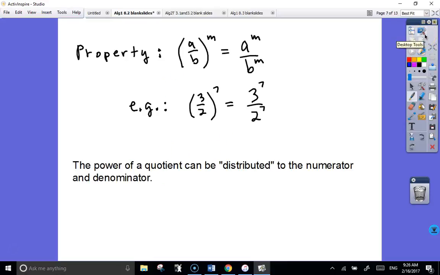Okay, here's the next property, which is pretty similar to a property we already had. If you have parentheses, a quotient inside the parentheses, and then an exponent outside, then you can distribute the exponent to the numerator and denominator. So you take that m and you just move it inside. a to the m over b to the m. Right? 3 halves to the 7th is 3 to the 7th over 2 to the 7th. So basically, it's kind of like the same property as before. When you've got an exponent outside parentheses, you distribute it to everything inside, whether or not it's a numerator or denominator.